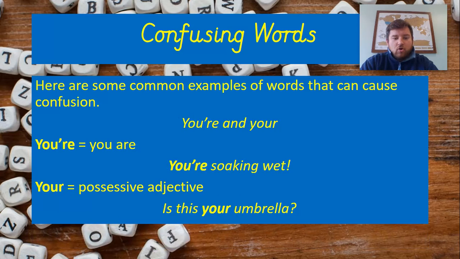Again, we've got you're and your. You're with the apostrophe is you are as a contracted form. You're soaking wet. Your as one whole word without an apostrophe is a possessive adjective. It tells that it belongs to somebody. Is this your umbrella? The umbrella belonging to that person.